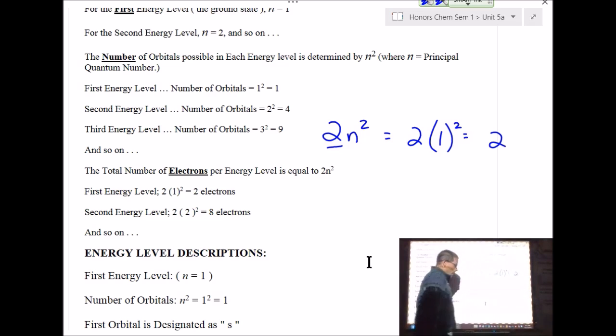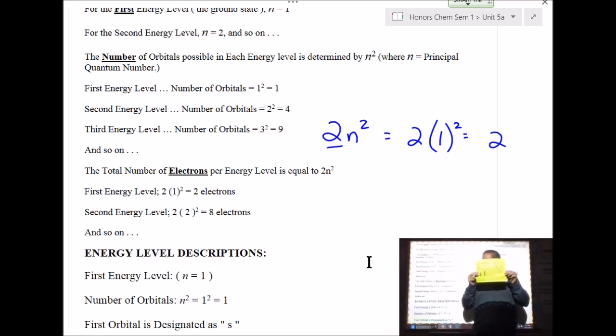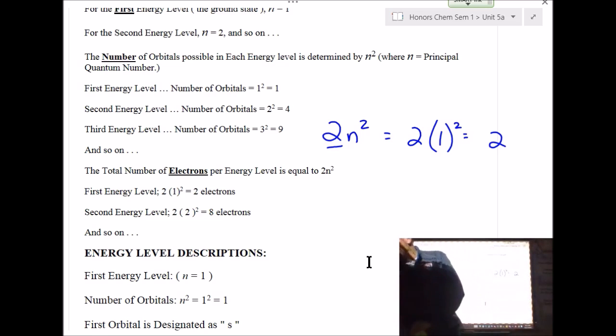Good. Now, if you look at the periodic table, how many elements do we have in the first row? 2. And you're going to find out the next time we talk that that represents the first energy level. Each element is going to represent an electron, so that's why there's only 2 elements up there. Okay? That's just a little taste of what you're going to have next time.